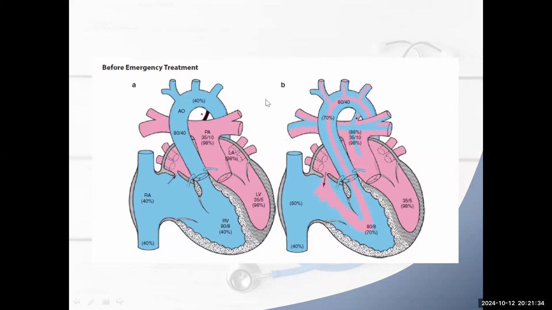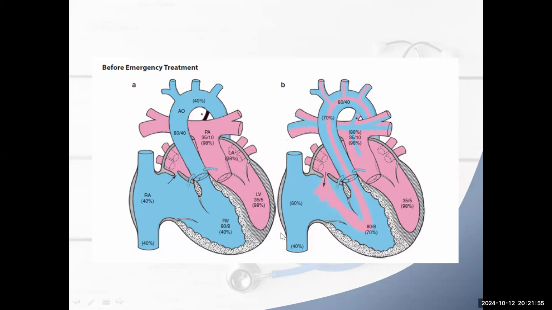On the left side, the oxygenated blood from the lung returns to the left atrium, then the LV, pulmonary artery, and goes to the lung, and returns to the left atrium, LV, pulmonary artery, and goes to the lung. So we have two parallel circulations. They are not in series. There is a right desaturated circulation, the right blue circulation, and the left red circulation.